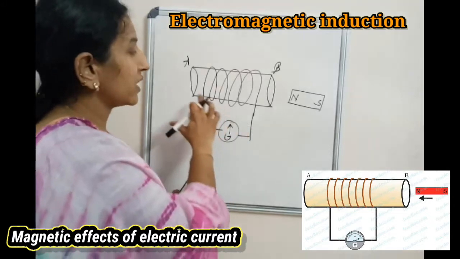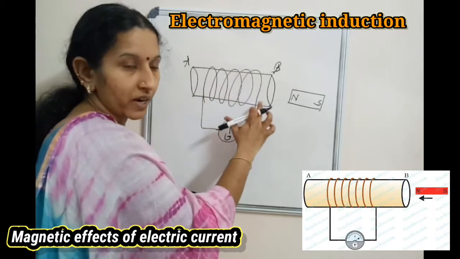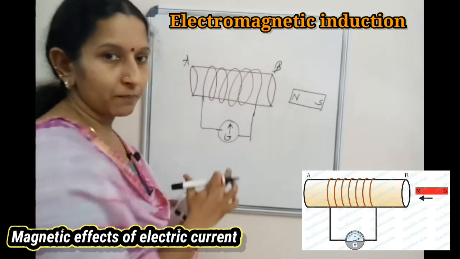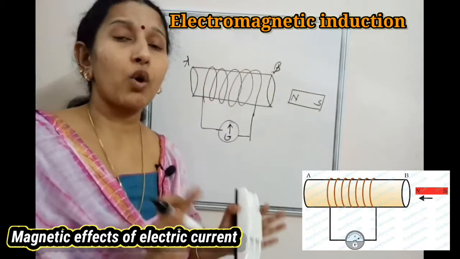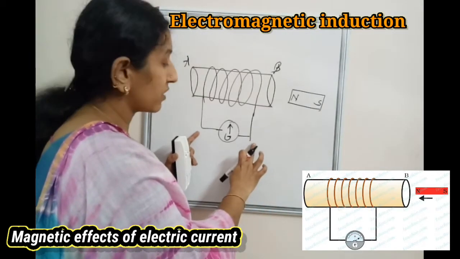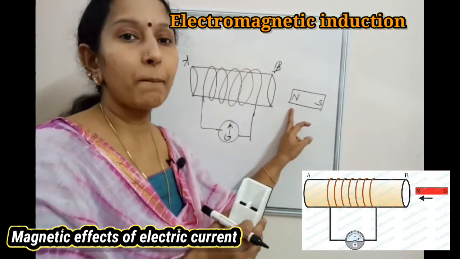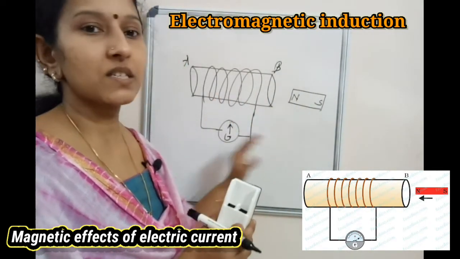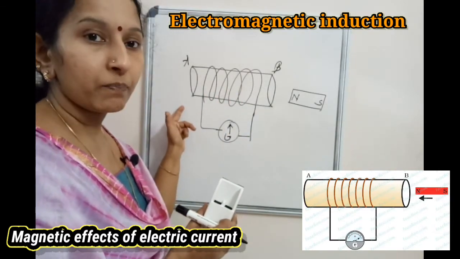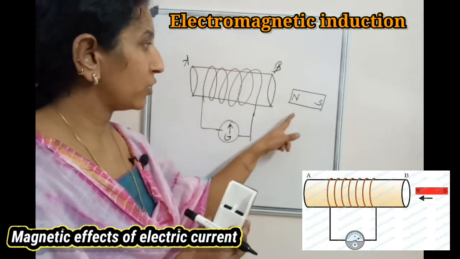So what are the things you need? A coil AB having a large number of turns, right? And connect the ends of the coil to a galvanometer. After that, take a strong bar magnet. So these are the things we need for this activity: a coil AB connected to the galvanometer, and a strong magnet.